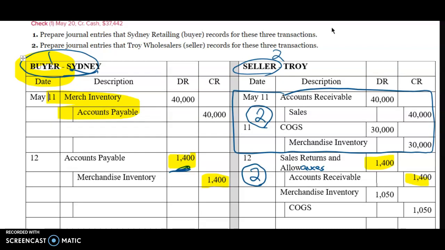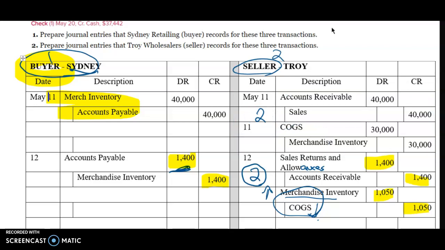But their inventory cost for the $1,400 worth of sold inventory is $1,050. So the entry is record an increase in merchandise inventory with a debit and record a reduction in cost of goods sold with a credit. It's the exact opposite of this. It's the exact opposite of that. And this entry, let me clean this up. I got too much going on here.